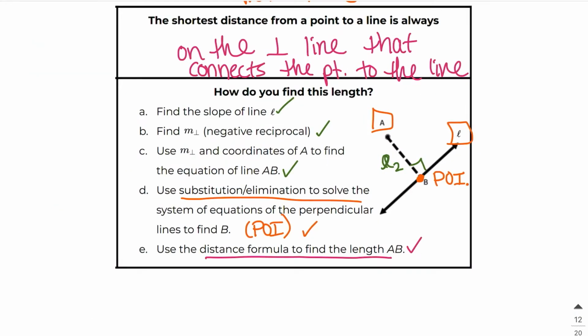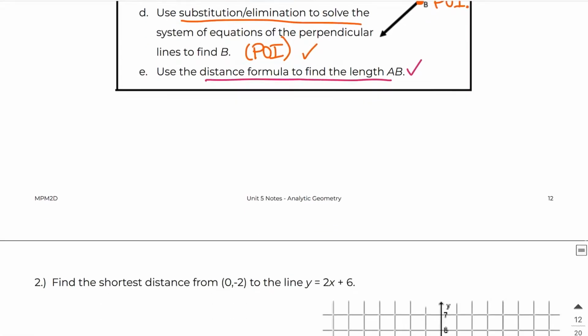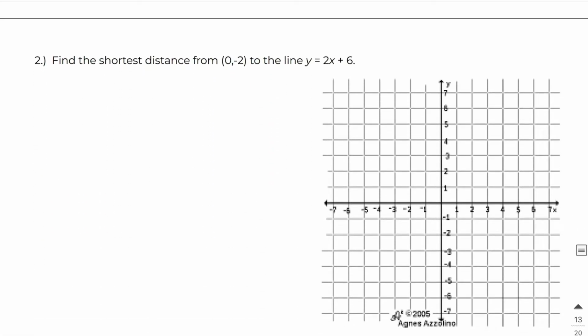Let me give you an example to help you understand this a little bit better. So to find this length right here, step A says to find the slope of line L. You're going to need to go back and forth between pages 12 and 13. So I need to find the slope of line L. So let's actually draw a picture of everything that's given to us. So this is like point A. So I'm going to graph out point A. That is right here.